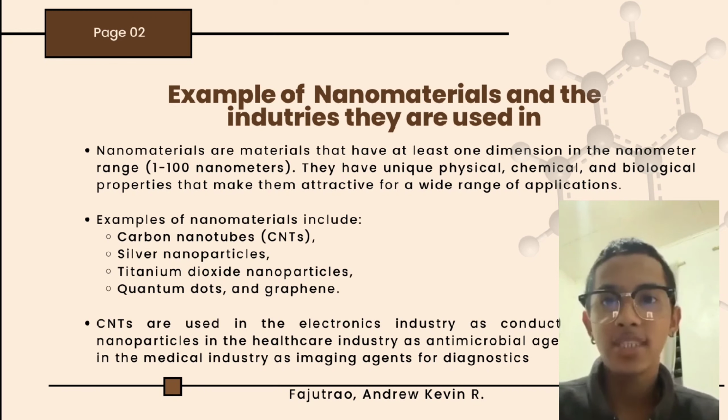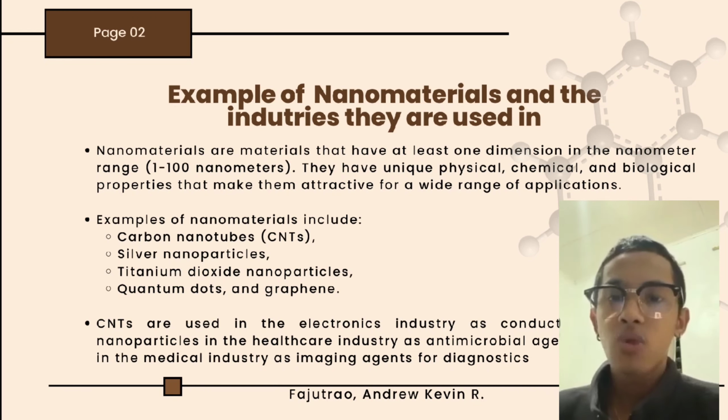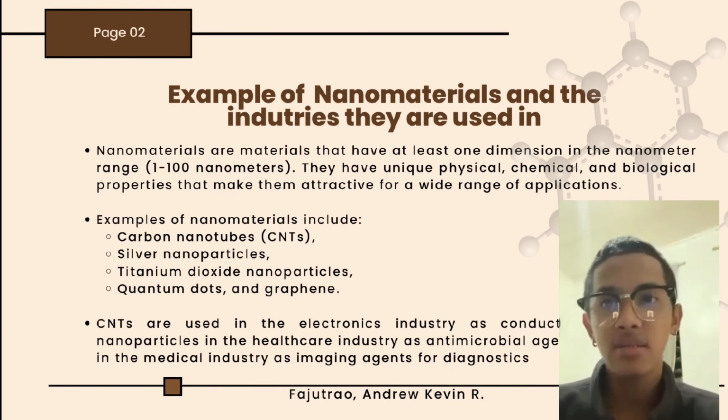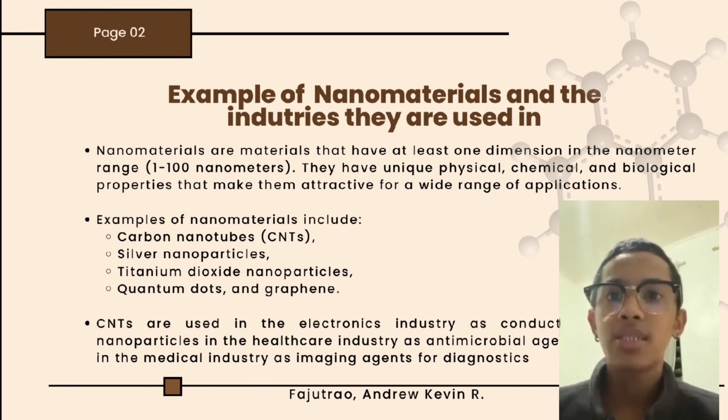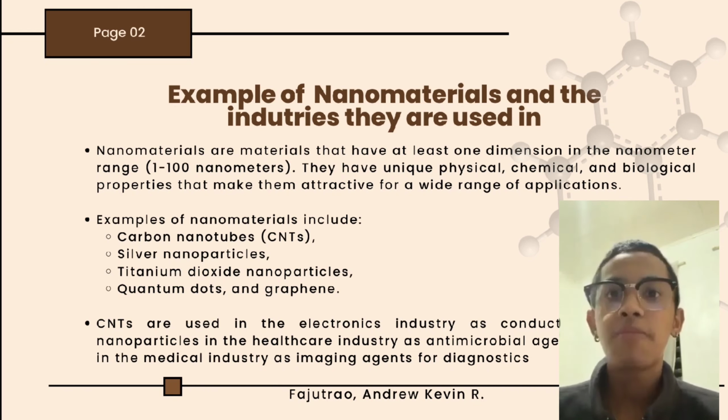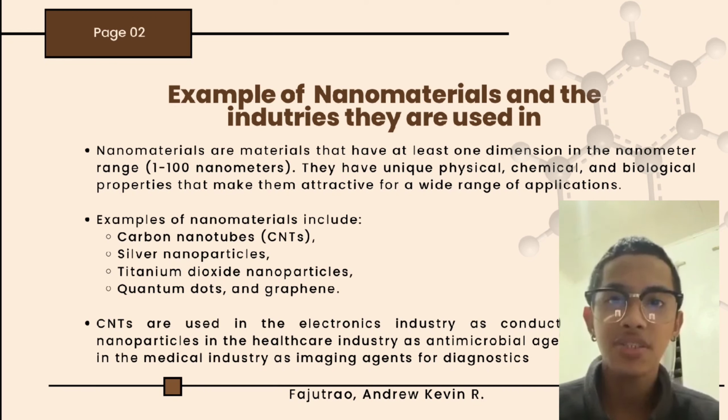And the last one is sports equipment. Graphene is being used in sports equipment such as tennis rackets and bicycles to make them stronger and lighter. Overall, graphene has the potential to revolutionize various industries by offering new and improved materials, devices, and technologies. However, further research is needed to fully understand and optimize its properties and potential applications.